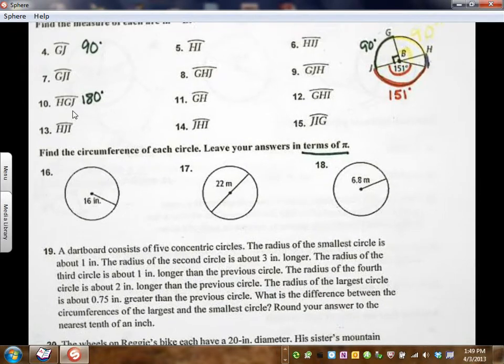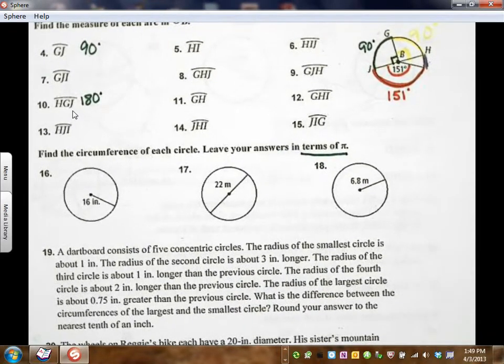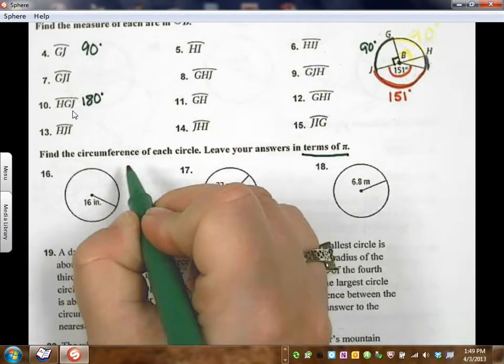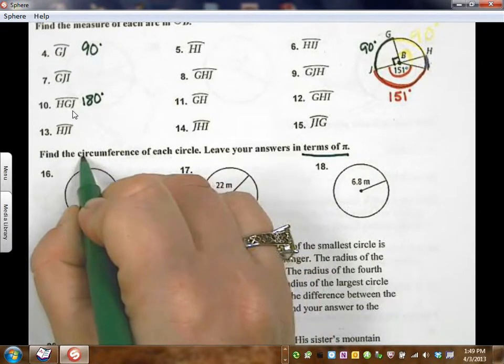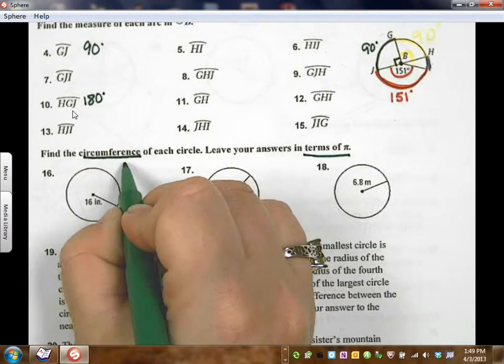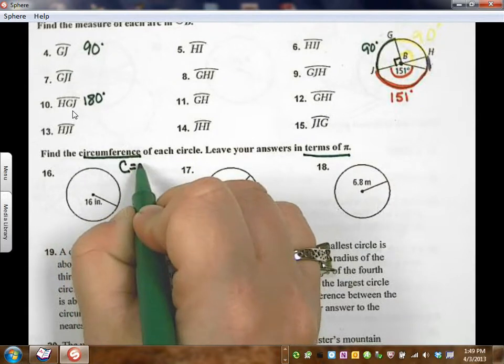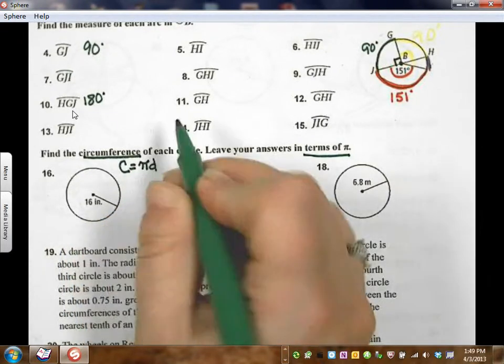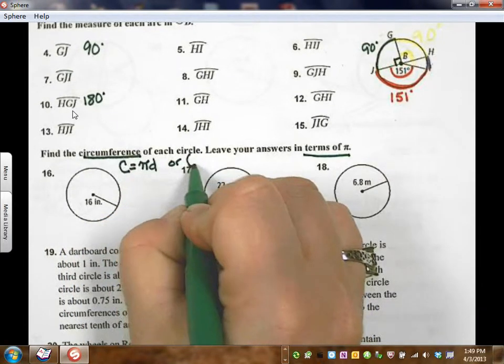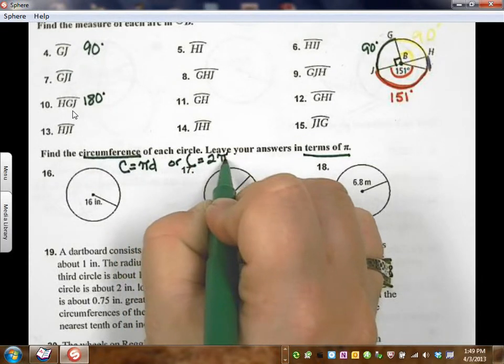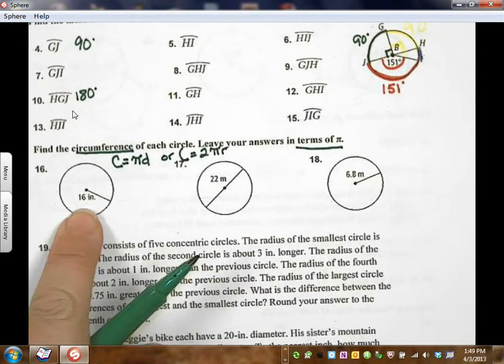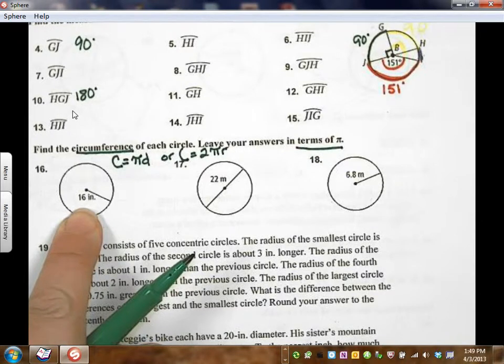What does that mean? It means it doesn't want you to multiply pi through. I know this: the circumference of a circle is either pi d, or circumference can be 2 pi r. Well, this is a radius. So I'm going to do this problem.